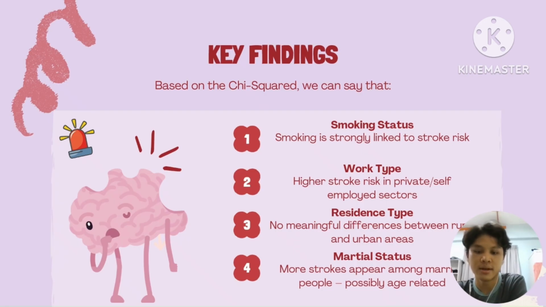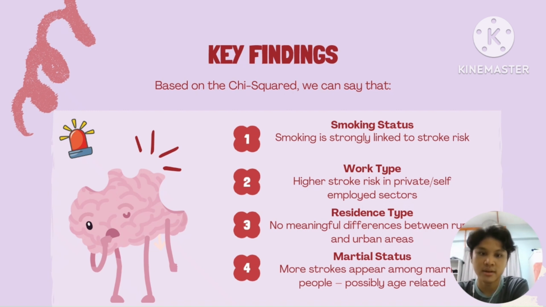In contrast, for residence type, we found that there is no significant association, meaning that whether the individual is living in an urban or rural area, it doesn't seem to affect the stroke risk in this dataset. So geographic location may not be a useful predictor for stroke in this particular population.